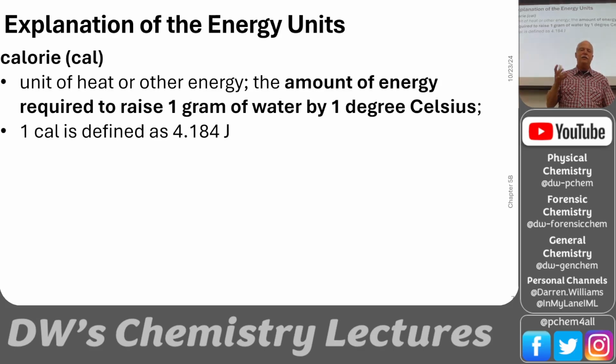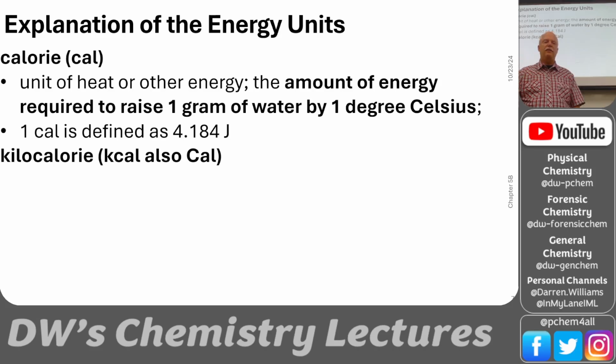Now the SI system of units, where we get into kilogram meter squared per second squared, using the metric system and so on, they came up with a joule as a unit of energy. And so this is the definition of a joule: a calorie is 4.184 joules.